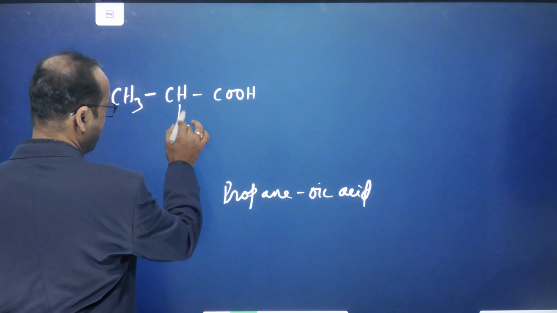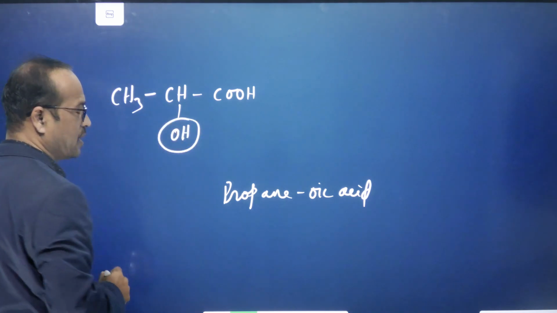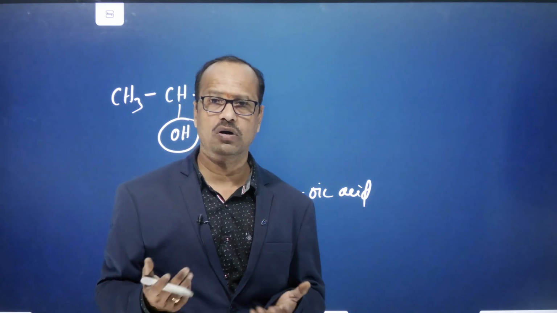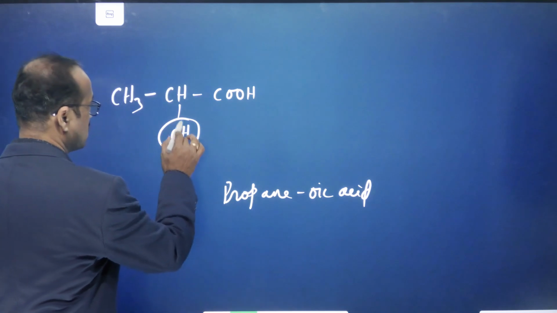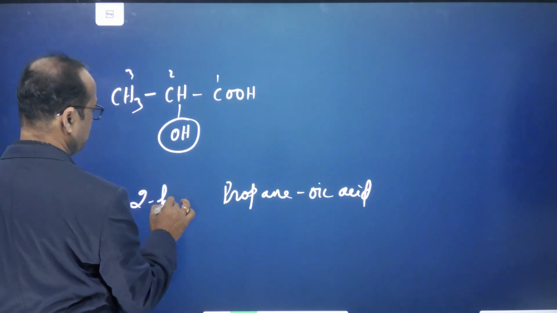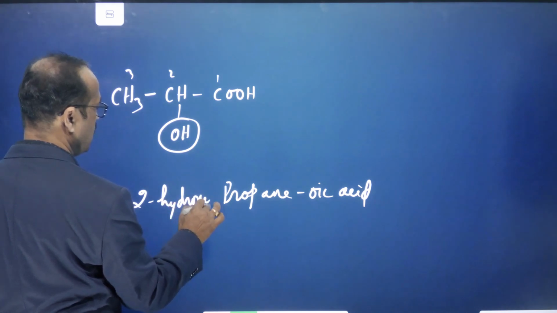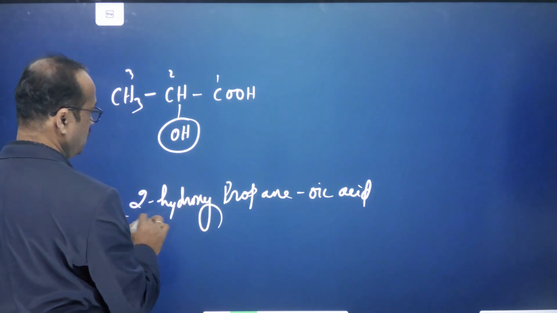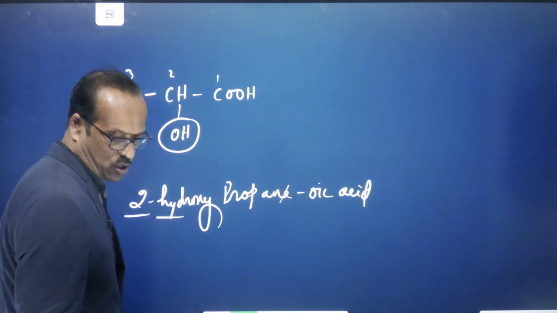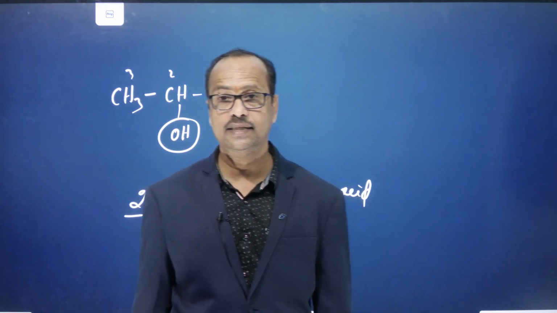But here, at the second carbon, OH is there. So when OH is there, we can call it hydroxy, or we can also call it all. So it is better to use hydroxy. So this is hydroxy for which carbon? 1, 2, 3. So 2-hydroxy. Okay. So the name of this one is 2-hydroxypropanoic acid. Is 2-hydroxypropanoic acid there? Yes, it is there. That is the second option.